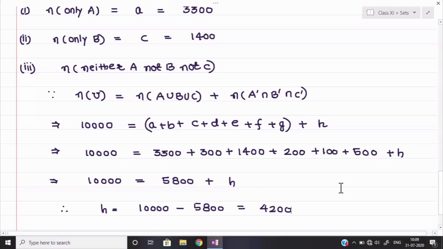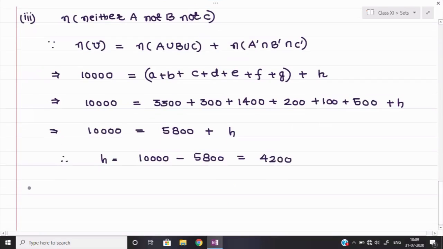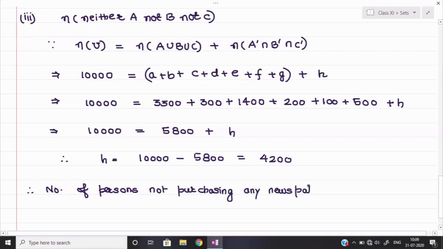So at last we shall mention, therefore the number of persons not purchasing any newspaper is 4,200.